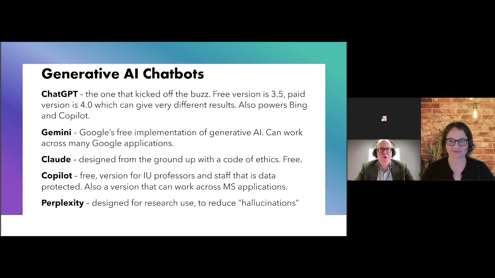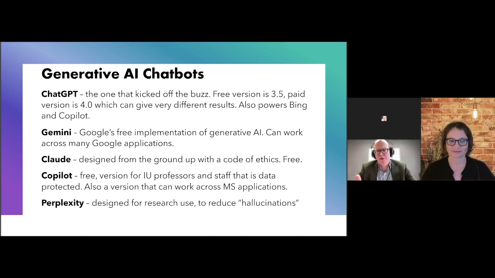Perplexity I threw in as an example of how new AIs are popping up seemingly every few weeks. They all have different capacities, different things they're good at, different uses. Perplexity is one that's supposed to be pulling, for its data set, largely from academic work, so it's theoretically going to give you fewer hallucinations.